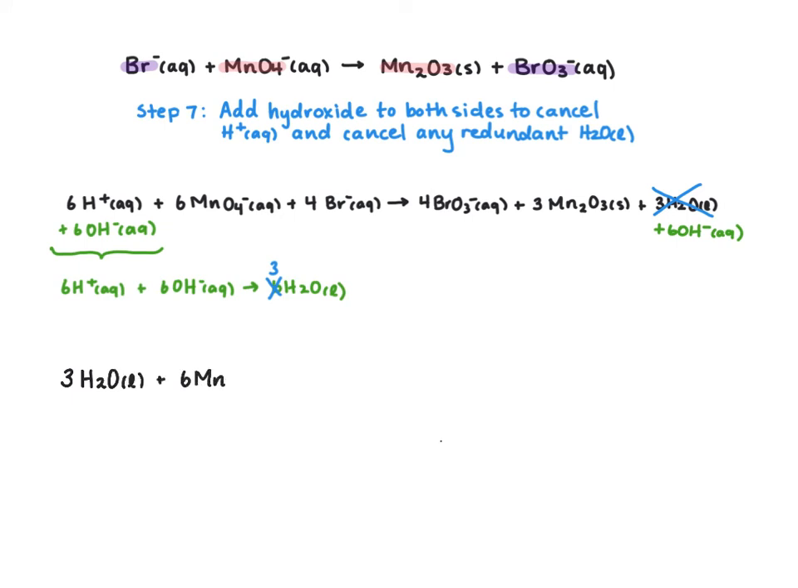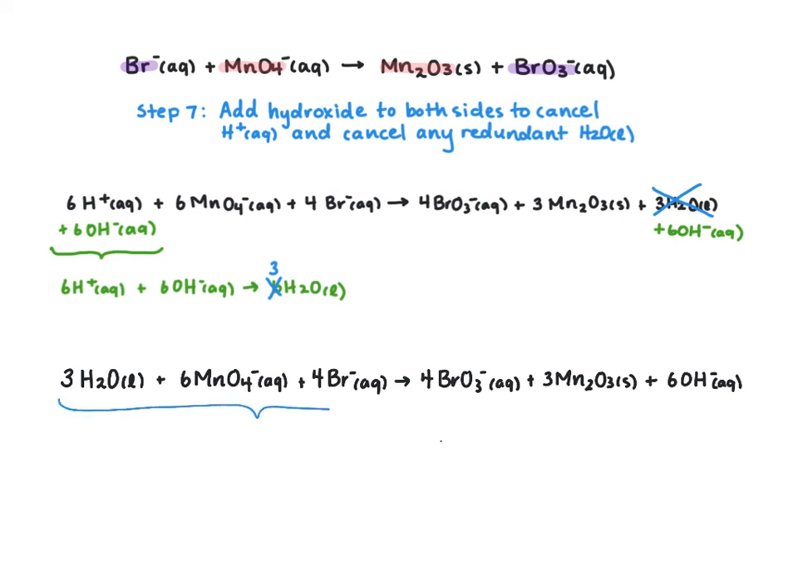6 permanganate, 4 bromide, to form 4 bromate, 3 manganese 3 oxide, and 6 hydroxide ions. And we can verify that this is in fact fully balanced before we call it done by counting the elements on both sides of the reaction.